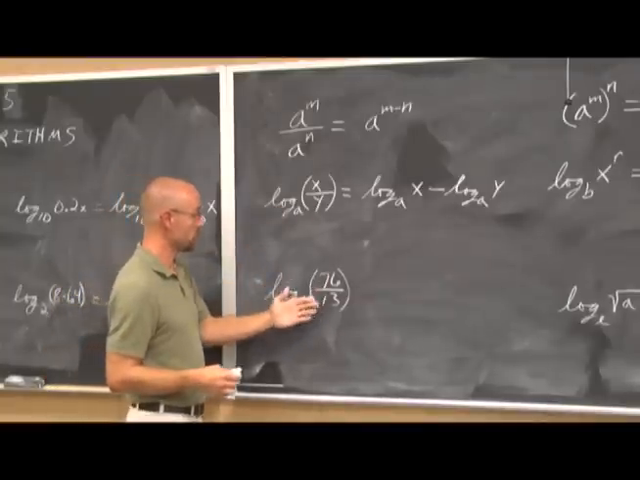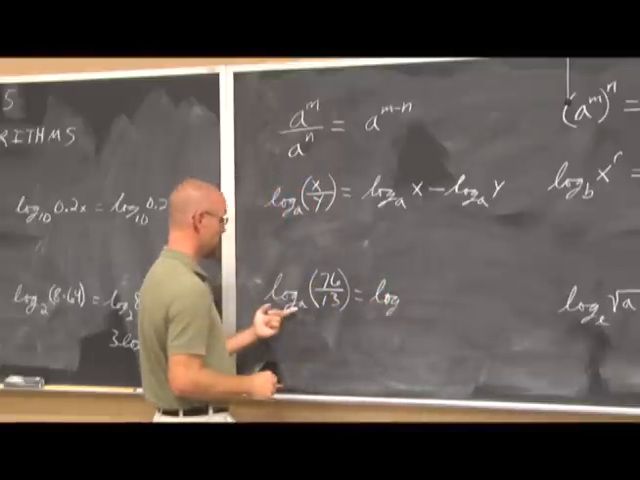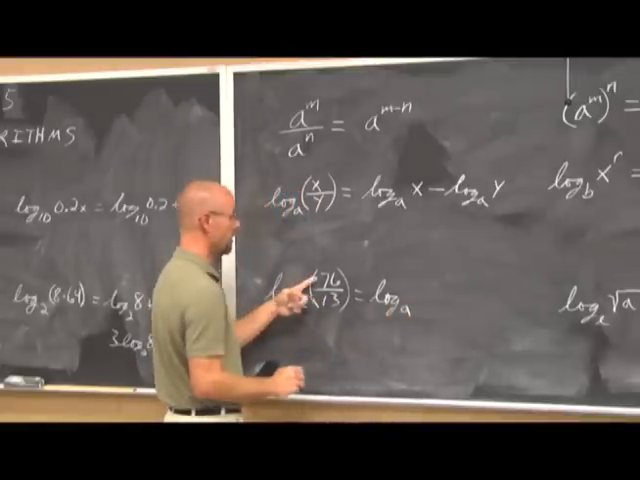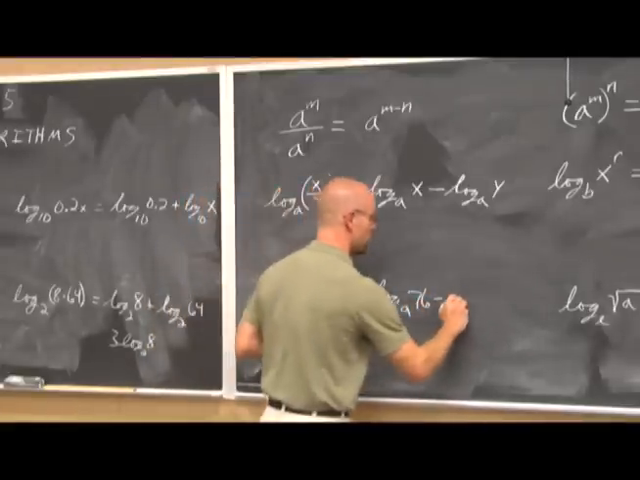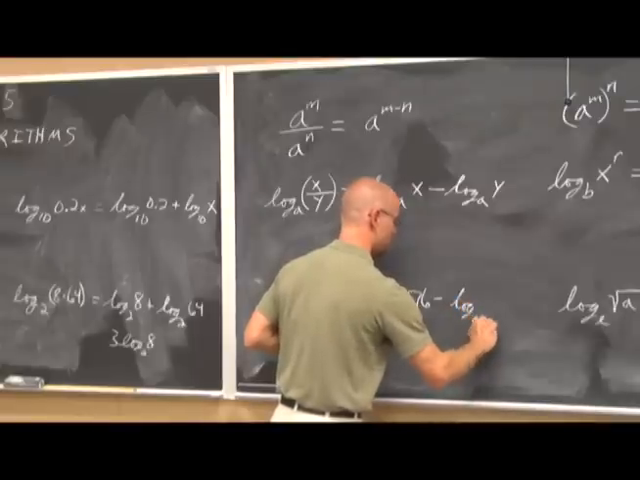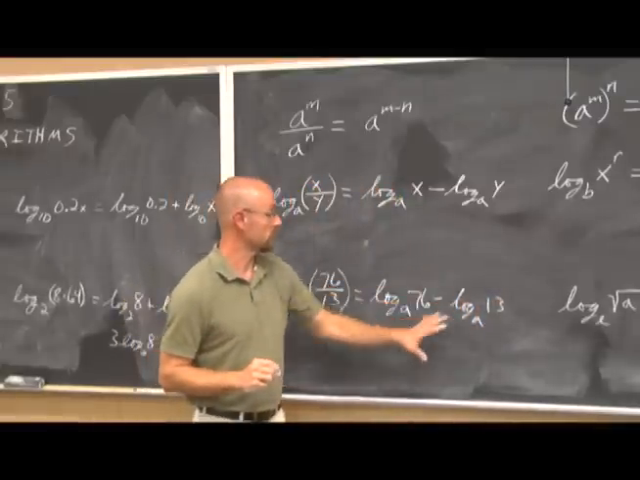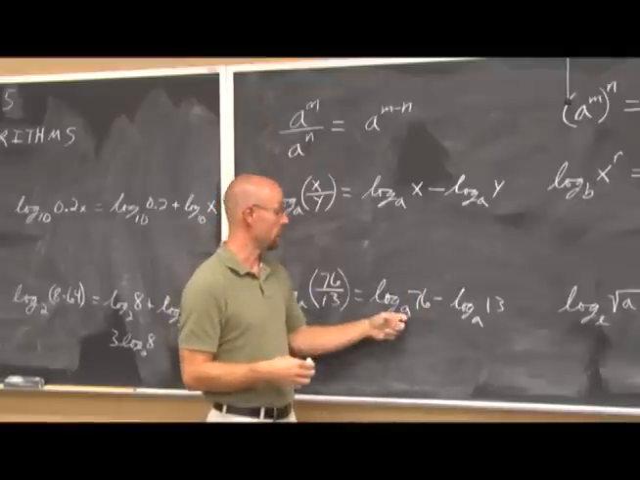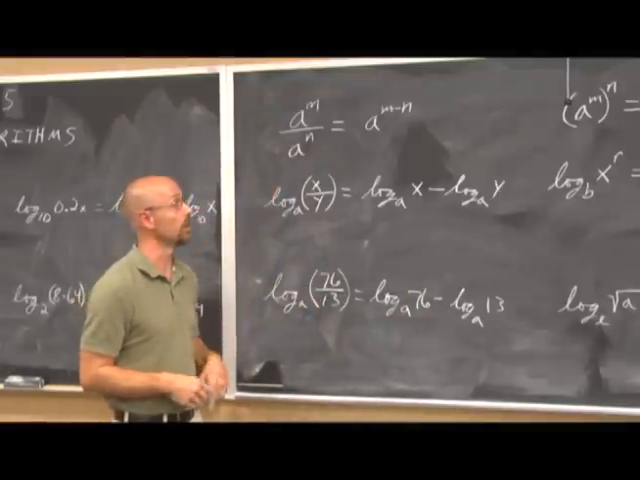I see I have a quotient, so I can rewrite it as the log base a of the top minus log base a of the bottom. So maybe this is, we break it down. Maybe if we do a, we can simplify it even further, but we're just applying the rule right now.